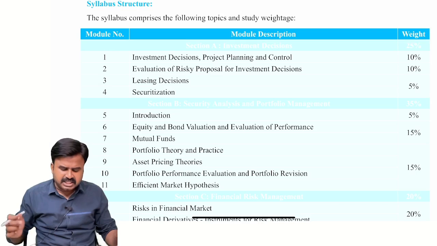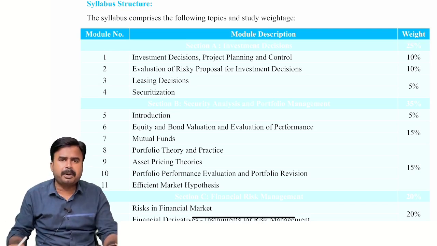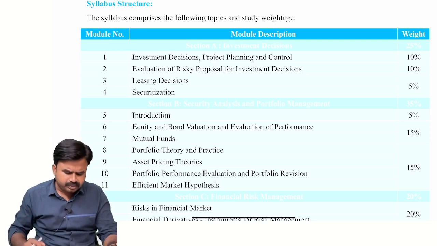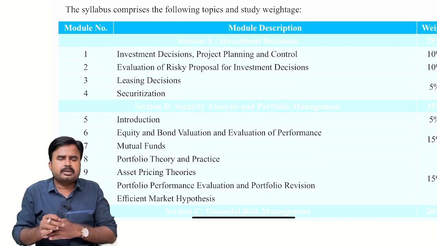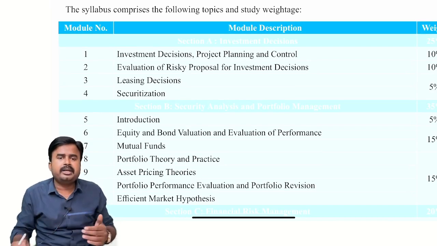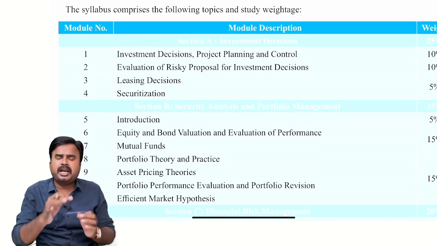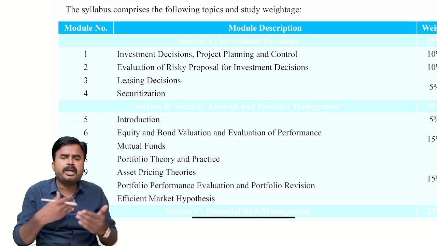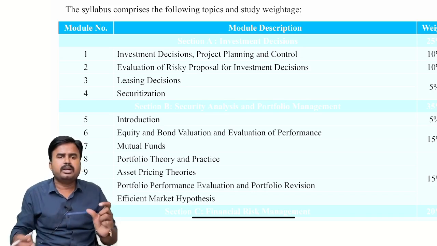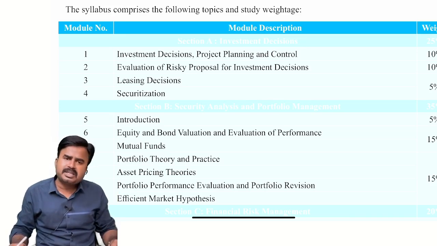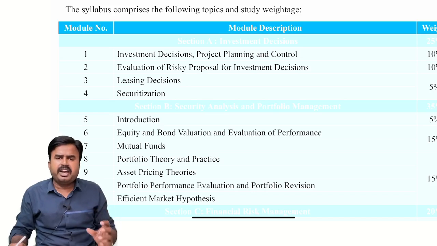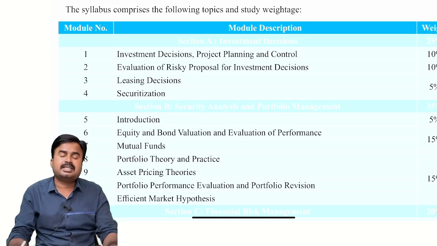Now look at the second chapter, evaluation of risky proposals for investment decisions. You know, my dear students, this particular chapter is nothing but capital budgeting, but with risk. Actually, at CMA inter level, we selected every project merely by using the written concepts only, nothing but NPV, IRR, profitability index. We select the projects with high return only, and we ignore the risk factor at CMA inter level.